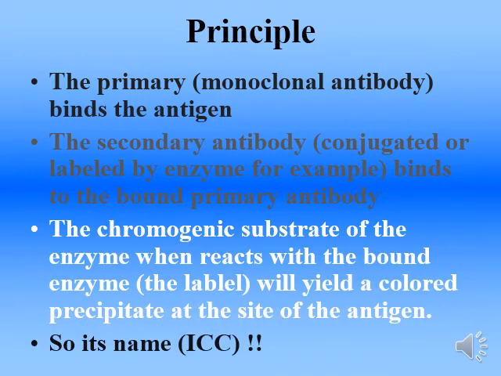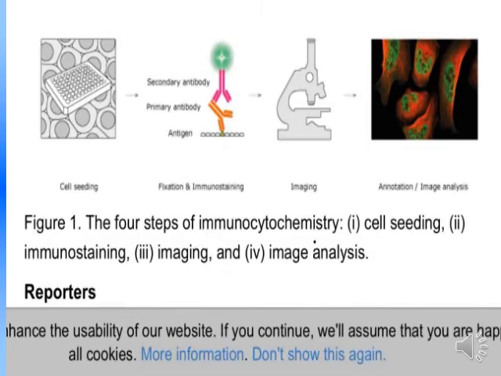So its name ICC اللي هي هنا موضحة بالفكر اللي هي the four steps of ICC: cell seeding, immuno staining, imaging and image analysis اللي هي البرايمري انتيبودي اللي هو يرتبط مع الانتيجين، ومن ثم السكندري ثم chromogenic substrate of the enzyme will react with the bound enzyme واللي هو yield البرودكت اللي هو الكلر برودكت.